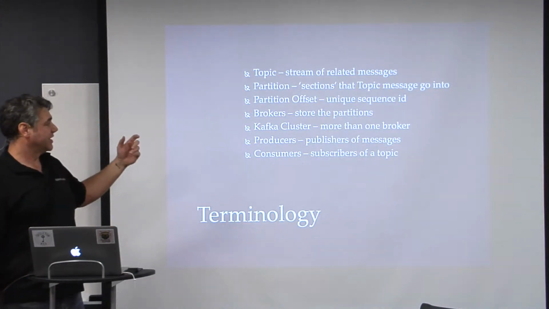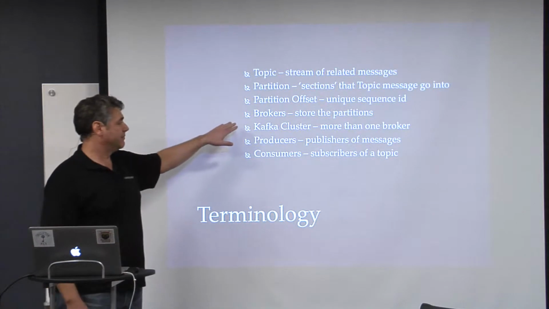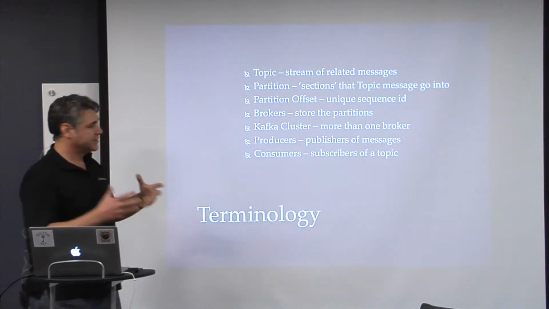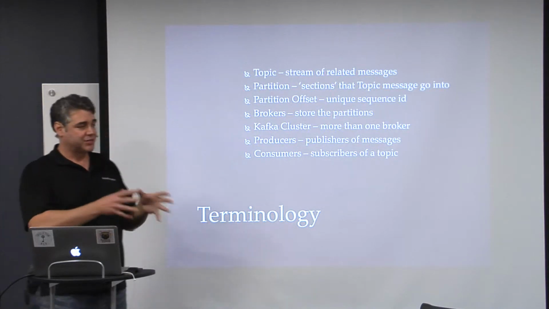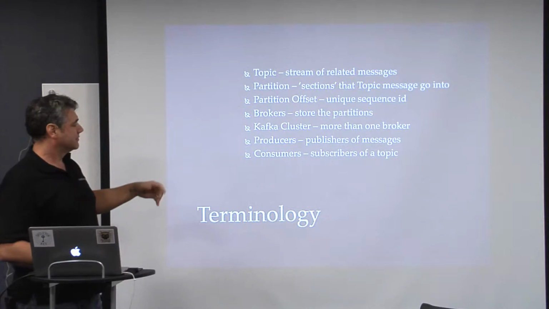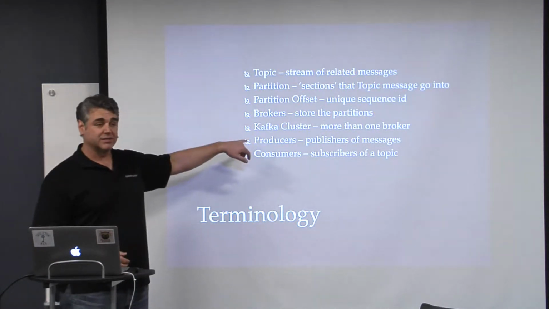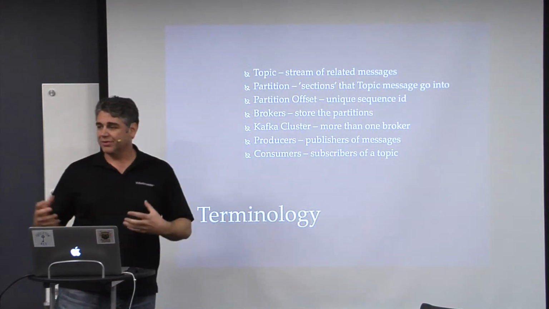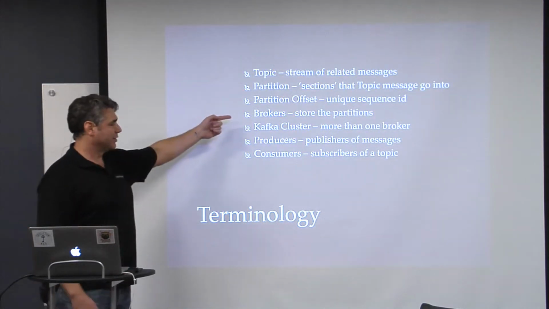The partition offset is where in that partition, where in that part of the log, you are. So that's your offset. Brokers are what actually store the partitions. These are your hard drives. These are the guys that take the information and make sure it's in the right place and that it's redundant and it keeps it going. And the Kafka cluster is all more than one of these brokers. So for a truly redundant cluster, you want to have a couple of those.